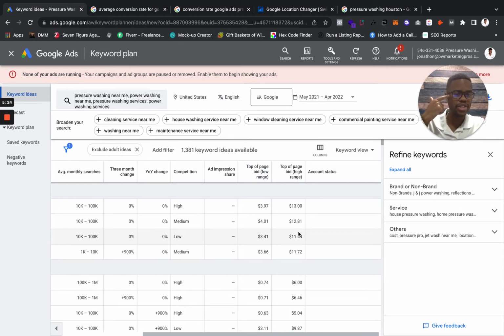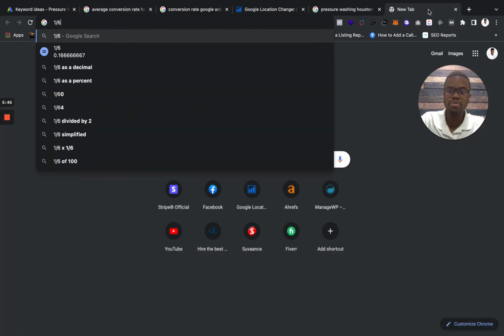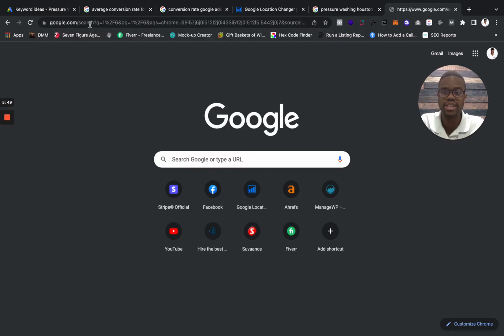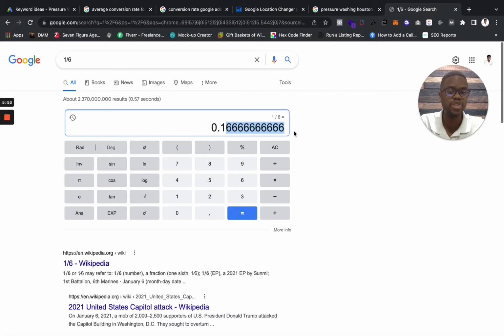So how do I determine the budget? Well, conversion rate. You know what I mean? The average conversion rate. And you guys are probably wondering, what is conversion rate? Basically, conversion rate means how many clicks it takes for you to get a call. So if it takes me 6 clicks to get 1 lead, what is that conversion rate? That's 1 out of 6. So I got 1 lead and 6 clicks, so that's 1 out of 6, which means I had basically a 17% conversion rate.